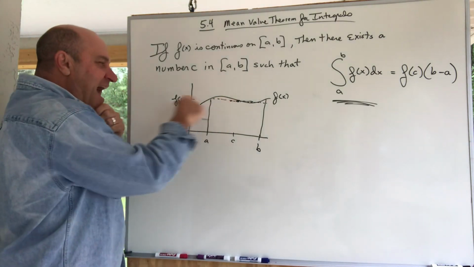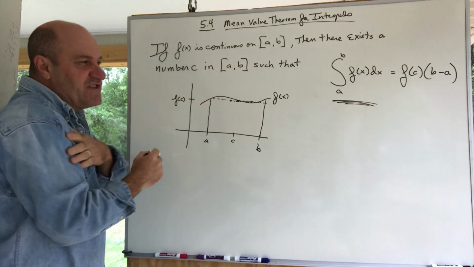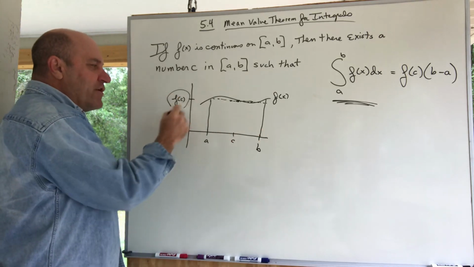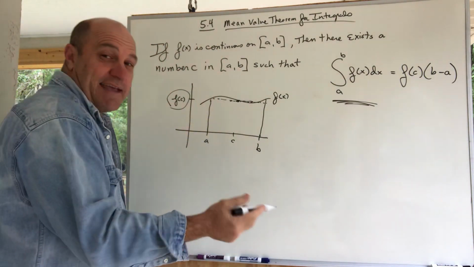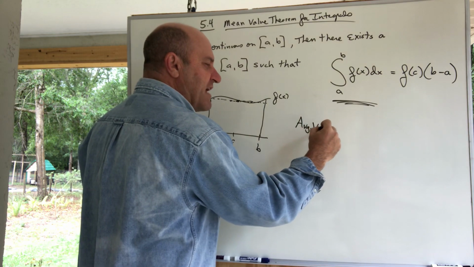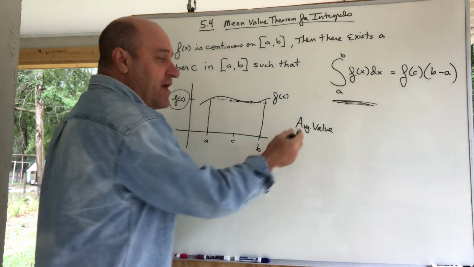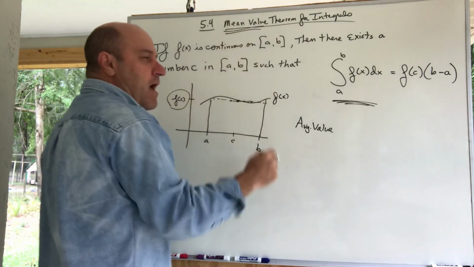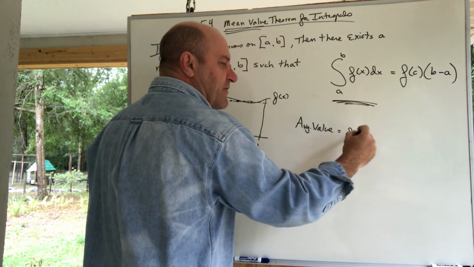The theorem guarantees this number c on the x-axis, but I really tend to look for this y value, f of c. And we call that the average height, the average value of the function. There's some homework questions that ask for the average value. By the way, the mean value theorem, if I solve for f of c, the average value is that f of c.